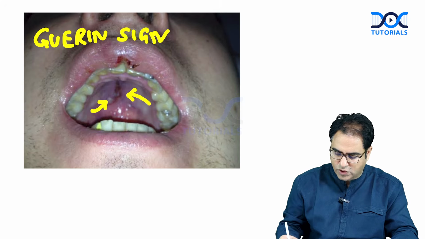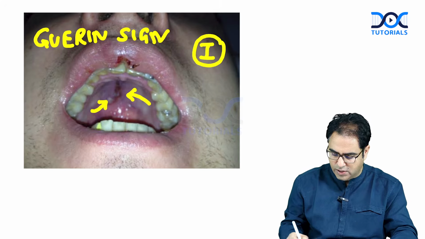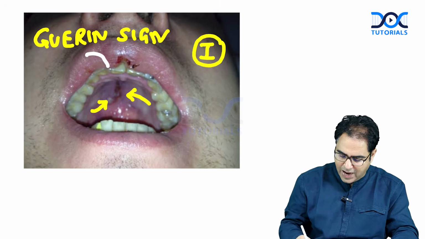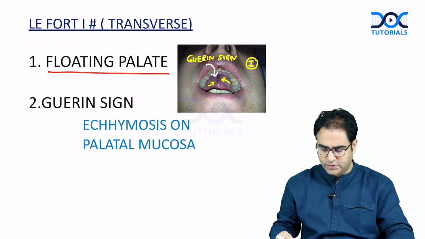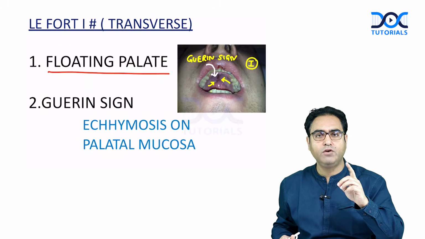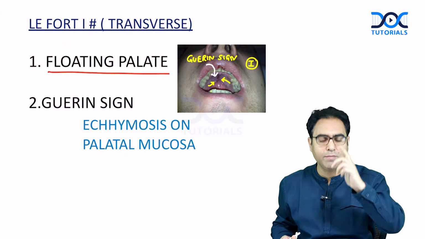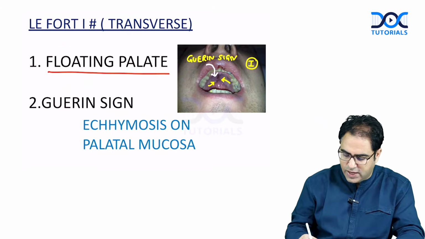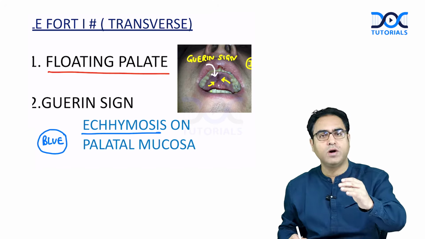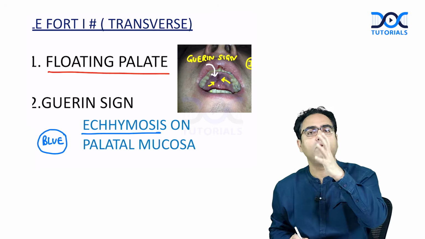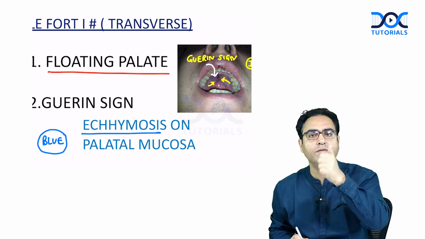Guerin sign is a feature of LeFort 1 fracture. Basically, it is the ecchymosis in the palatal mucosa. Okay, fine. So let's revise once again. LeFort 1 will lead to floating palate and ecchymosis on palate, and that is called the Guerin sign. What is ecchymosis? Blue spots. Imagine you are the emergency doctor, imagining the patient of trauma, and you're seeing the palatal mucosa with a torch.